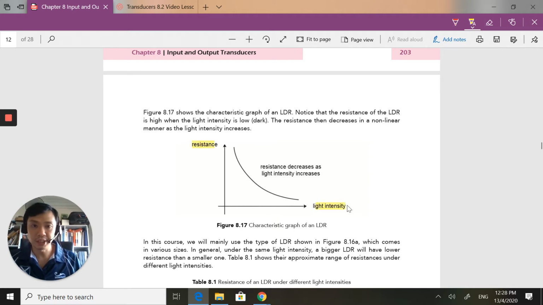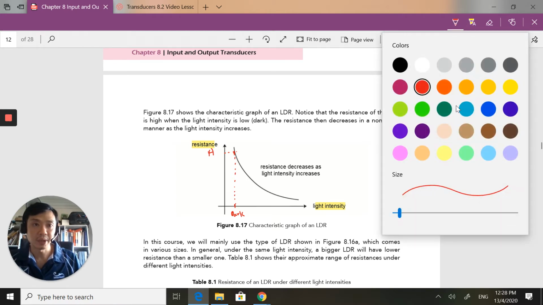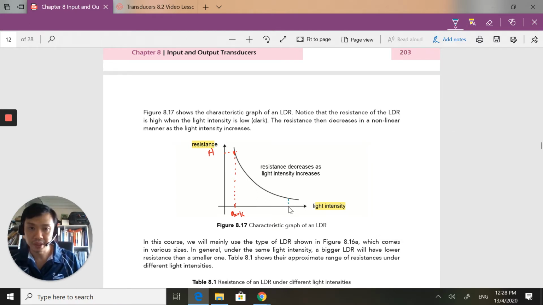This is your resistance-light intensity graph. This is how it works. When the light intensity is low, it's very dark, the resistance is very high. But when it is very bright, the light intensity is high, and at very bright intensity, the resistance is low. Kind of like your NTC thermistor that we studied in the previous video.